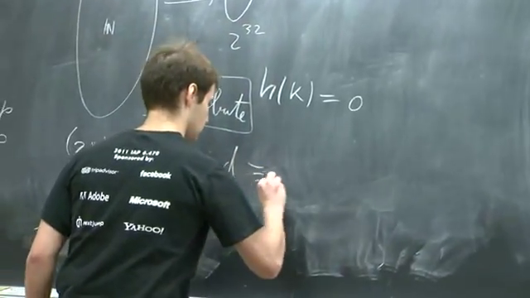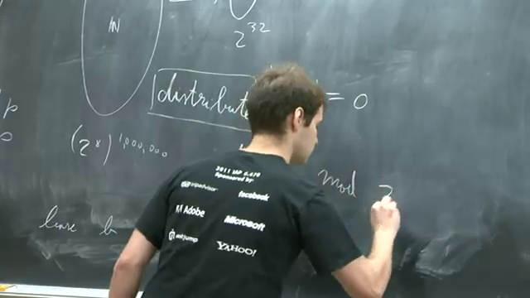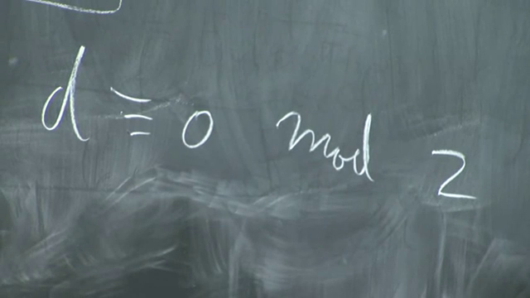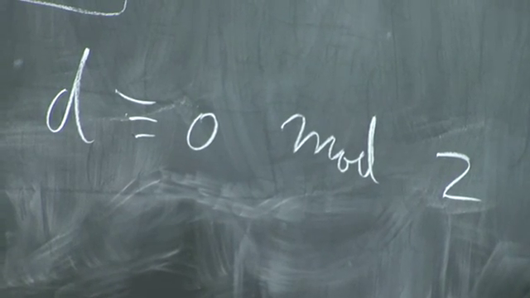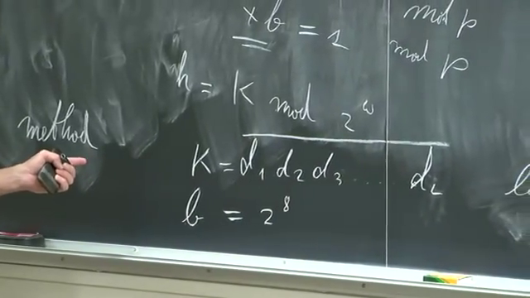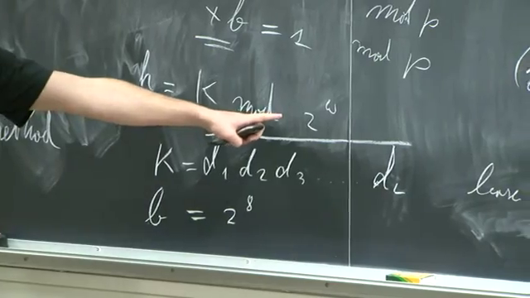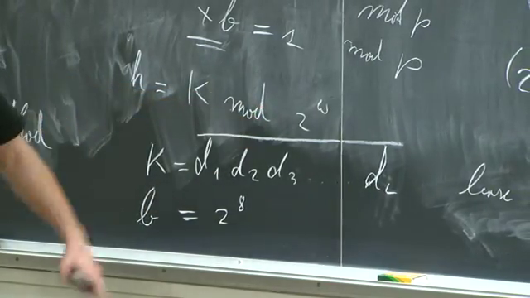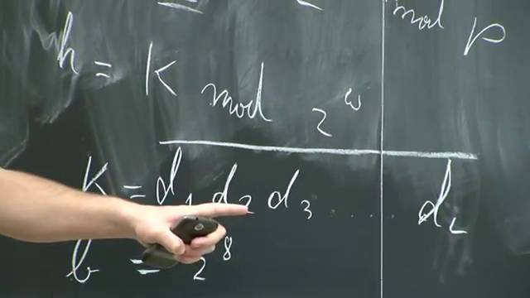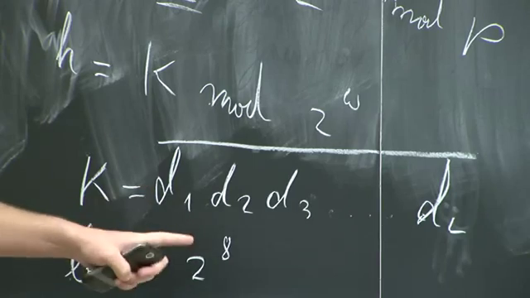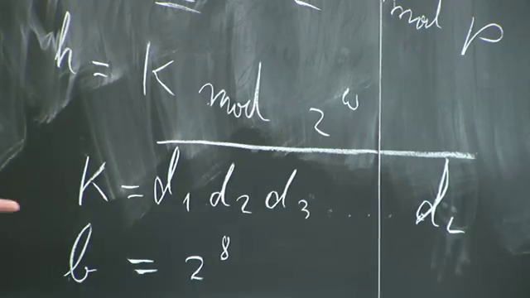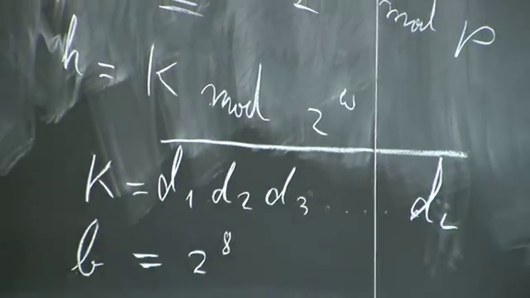So B0 mod 2. What happens to K? Oh, you're saying that instead of 2 to the W, we're just using 2. So no, the modulo is 2 to the W. Say it's 2 to the 32. D are the digits that make up my key. So what if the base is 2 to the 8? So I have digits from 0 to 255, 256 of them. And all the digits are 0 modulo 2.